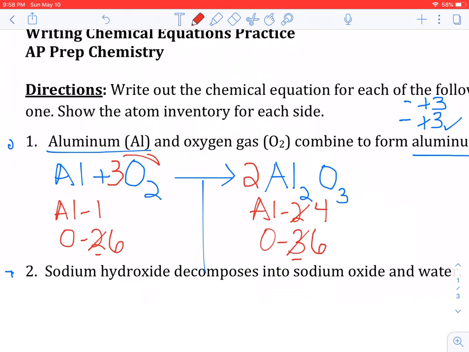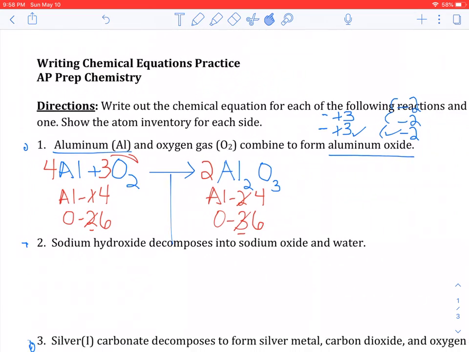I need 4 Als on the left to make this work. And since Al is singular, I just need to put a 4 in front. So 4 Als, 3 O2s, that gives me 6 on the left. And then on the right side, I have 2 Al2s for 4 Als, and 2 O3 gives me 6. So 2 of the whole molecule, Al2O3, is how I write that.